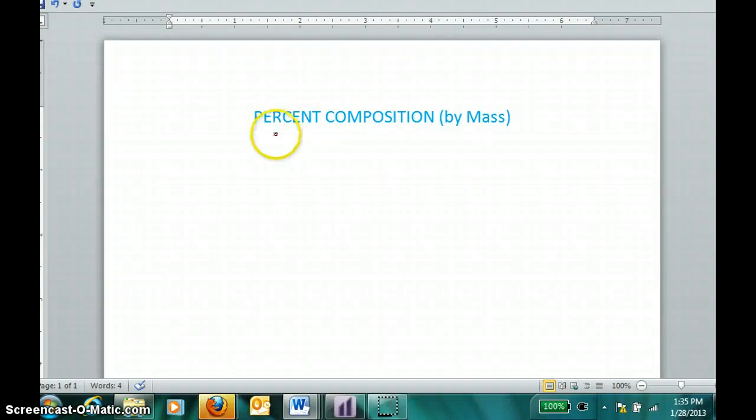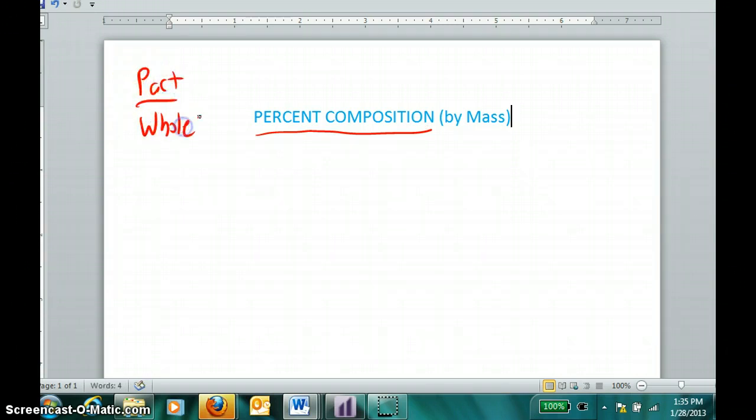So calculating the percent composition, sometimes called percent composition by mass of a compound, is actually a pretty simple understanding. A percentage is, of course, a part to whole ratio. And to express it as a percentage, we then multiply by 100, and that's how we calculate any percentage, and that's true of percent composition of a compound. We're going to take the part of the mass that is a certain element and divide by the whole mass.